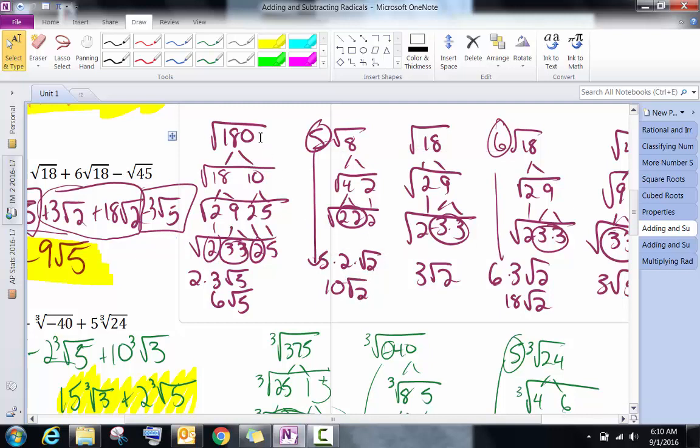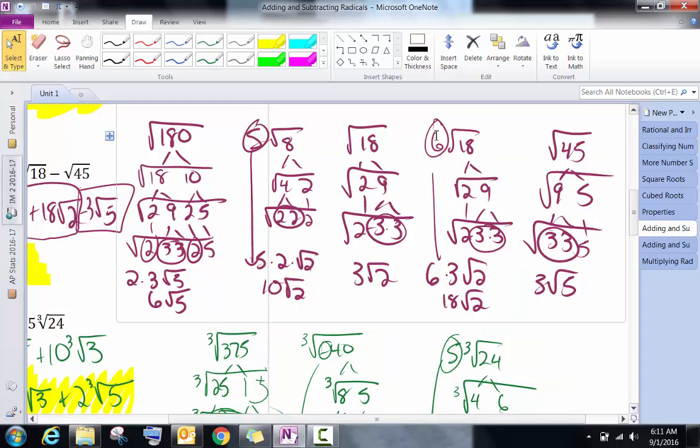Square root of 180, we can factor 180 all the way down into 2 2's, 2 3's, and 5. We circle our pairs. We have a pair of 2's, a pair of 3's, so I bring out a 2 and a 3. 5 doesn't have a pair, it's still stuck inside, and then we multiply the 2 and 3 together, so 6 root 5. Root 18, we can break that down to 2 and 2 3's. Pair of 3's, we bring that out. The 2 stays inside, so 3 root 2.